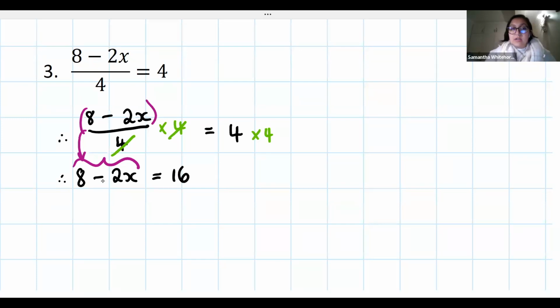So I'm going to give you 30 seconds to give me an answer for this one. This is a nice, easy one. Let's see what we get. So we're solving for x. Let me know what you get x as in the chat. X equals what? And remember, you can check by substituting.